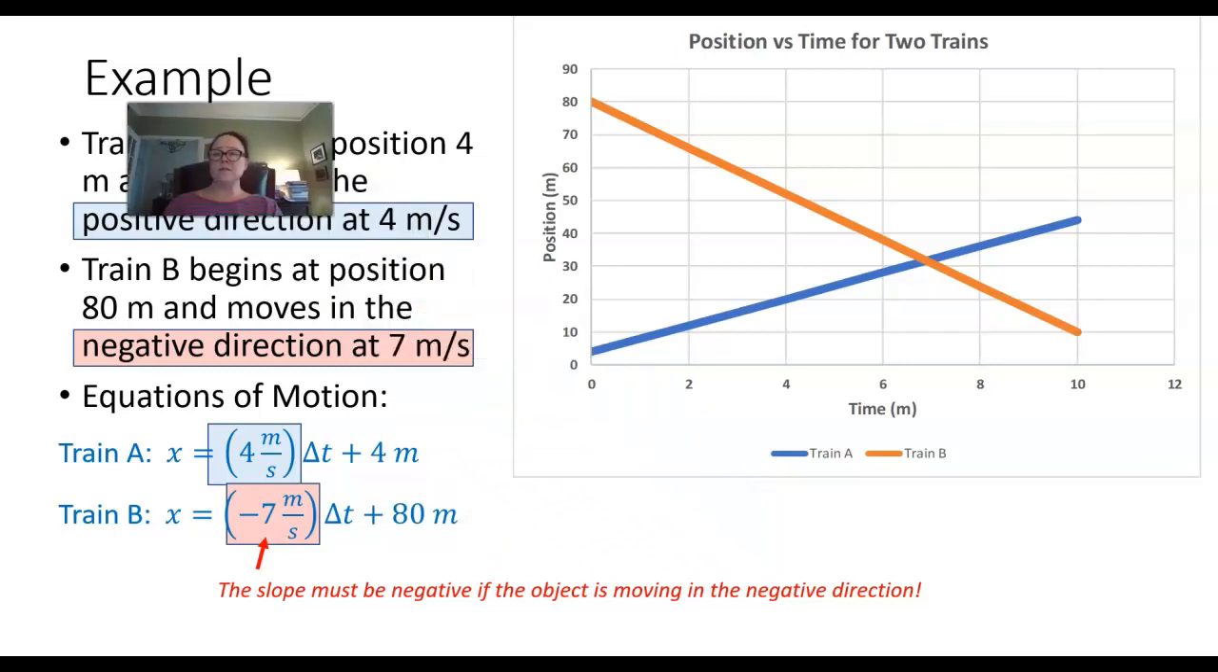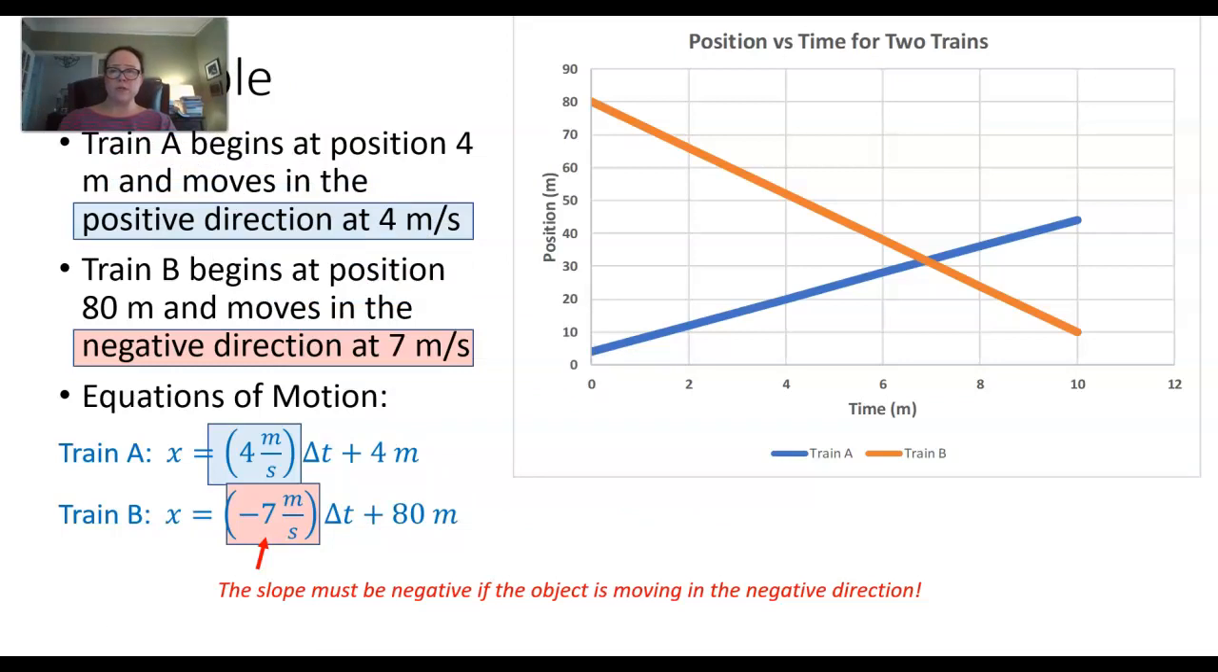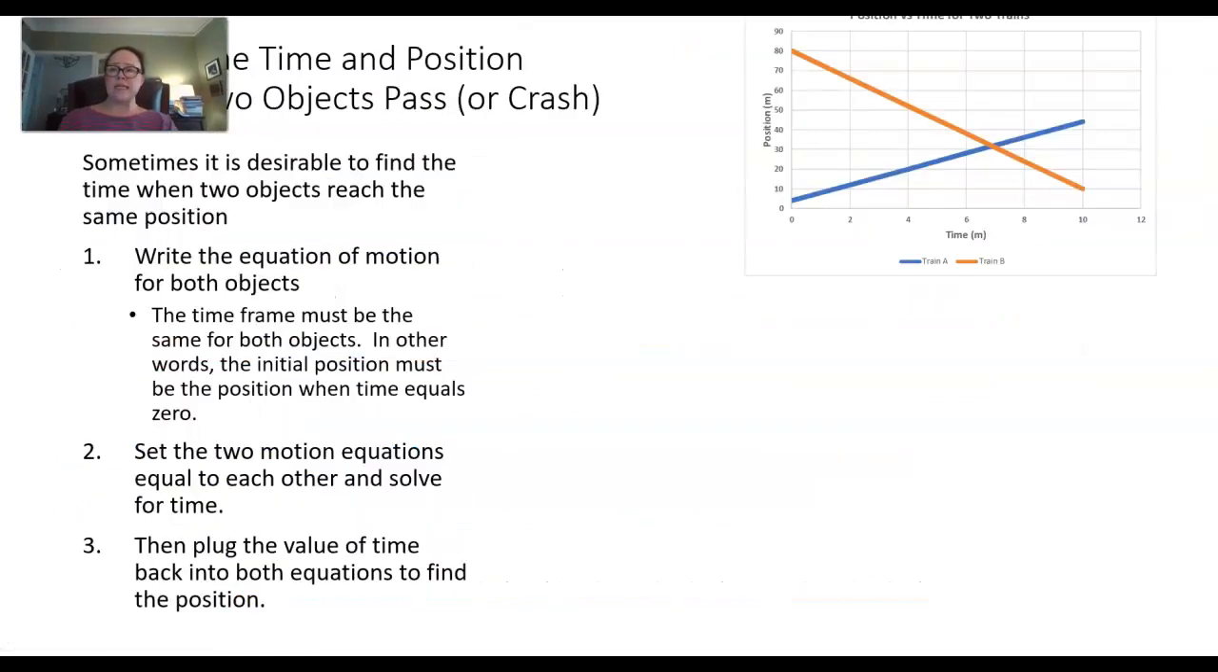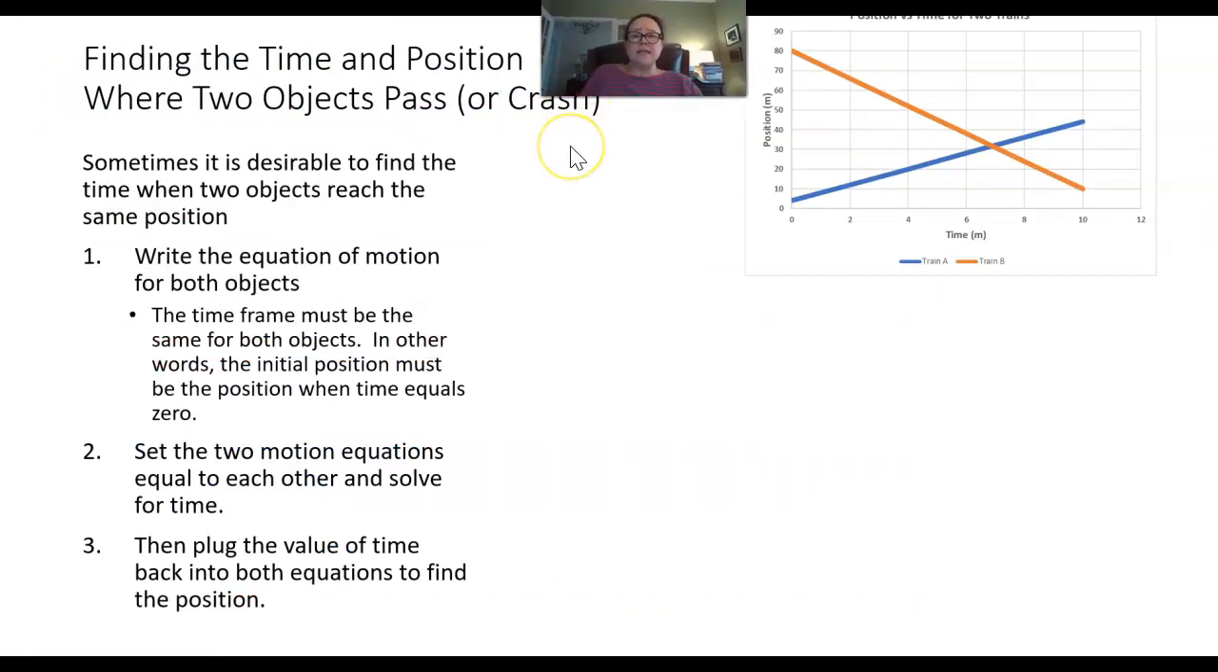Okay, let's look at one more example here. Sometimes it is a good idea to find the time and the position where two objects pass each other. Or this could be where two objects are crashing into each other. So you would certainly want to know that. And so I'm just continuing with this example of the two trains. So I'm looking for the position where they either pass or crash into each other. That would be where this yellow square is now. That's the intersection of their two position versus time graphs.